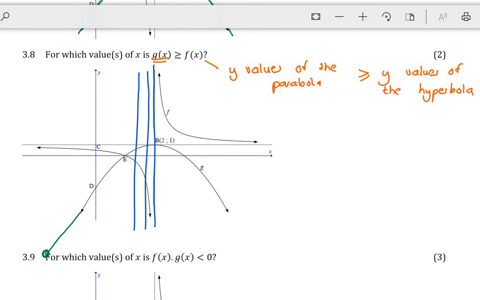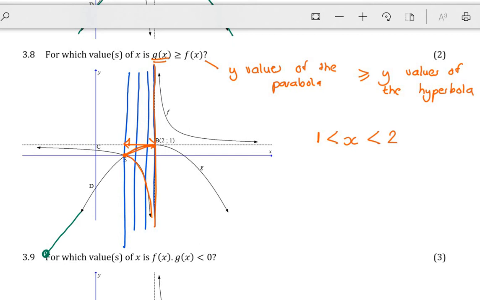So it's from E, where the graphs meet each other. Then my parabola is above my hyperbola until the asymptote. At the asymptote, the hyperbola flicks to being above again. So that is one interval. It's from E to the asymptote. So x must be bigger than something but less than something. It must be bigger than or equal to the E value, which was 1, but less than the asymptote, which is 2.